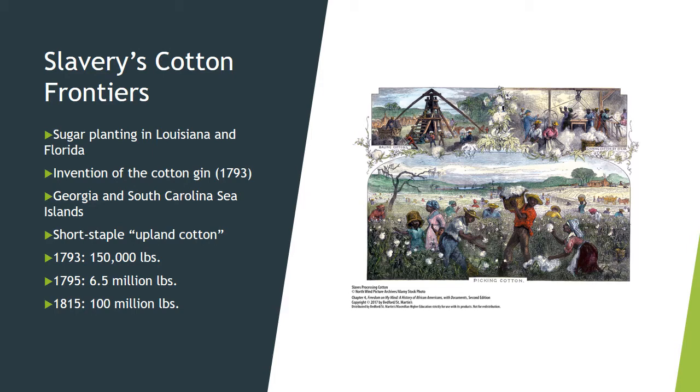A short staple variety known as upland cotton flourished on the mainland. This variety of cotton required intensive cleaning, and the cotton gin made mass production of this short staple cotton commercially viable. The cotton gin revolutionized cotton production.